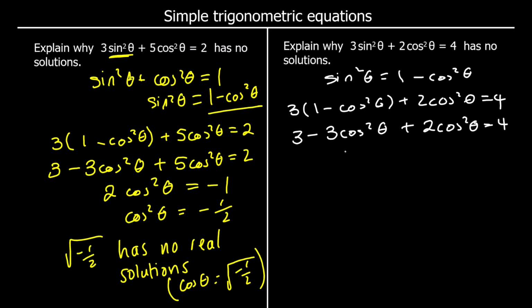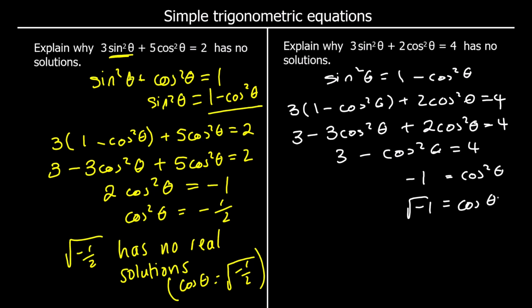Collect the like terms, so we've got 3 minus cos squared theta equals 4. And we'll add cos squared theta to both sides and take 4 away from both sides. So cos squared theta equals -1. Again, we're going to square root a negative. So cos theta cannot equal square root -1. It's got no real solutions.